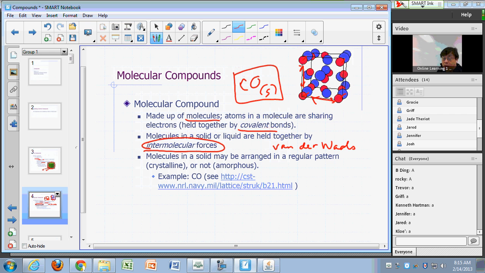Now, it's also possible for molecules to not be arranged in a regular pattern, and in that case the solid that you get is what we call an amorphous solid. If the atoms or molecules are arranged in a regular repeating pattern, which is the most stable way they can be arranged in a solid, we have what's called a crystalline solid.